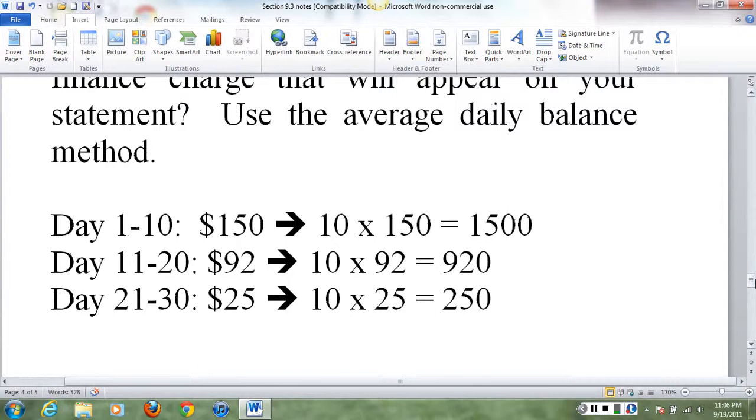So again, here's the breakdown. The way that this method works is for each day that you have a certain balance on your credit card, for example. So during those first 10 days, you accumulated $150 worth of payments. So you're charged $150 per day, so $1,500. For the next 10 days, you were charged $92, so that's 92 times 10. Last 10 days, 25, so 25 times 10. And we get these three figures, 1,500, 920, and 250.